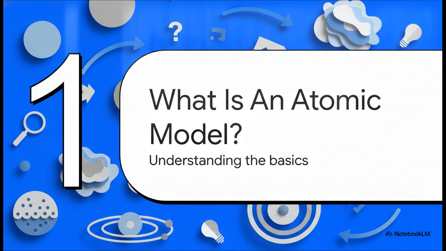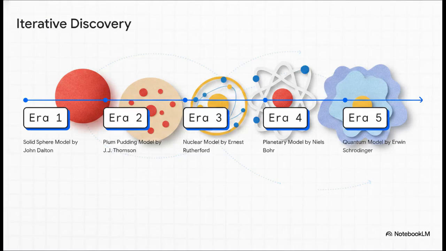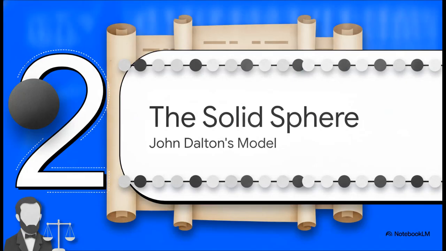Section 1. What is an atomic model? Understanding the basics. You know, science isn't just a static list of facts. It's a constant, iterative discovery. We're tracking 5 distinct eras here, starting with John Dalton's solid sphere all the way through to Erwin Schrödinger's quantum mechanical model. Every single scientist either built upon or completely shattered the ideas of the person who came right before them.